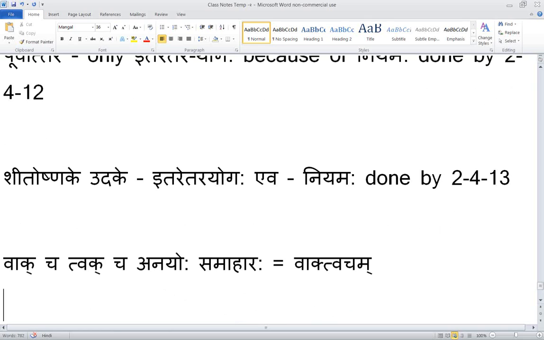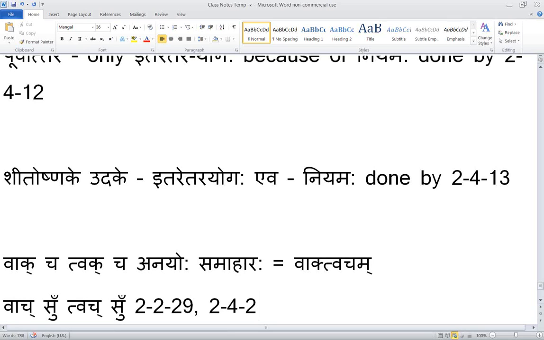If you make the alaukika vigraha, you will have vach plus su, then tvach su. And then you have, by 2.2.29 chArthe dvandvaha, and actually 2.4.2, because it is pranyangani. And then vak cha tvak cha samahare dvandva.